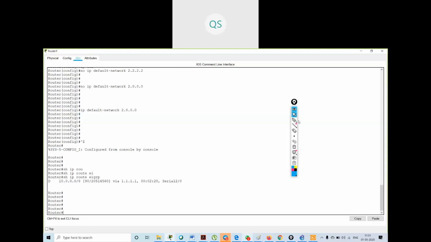So what concept was I trying to explain to you? Suppose this is my head office and my multiple branch offices are connected over here, and I want these branch offices to get internet from this network. In this scenario, I have to use the default network.